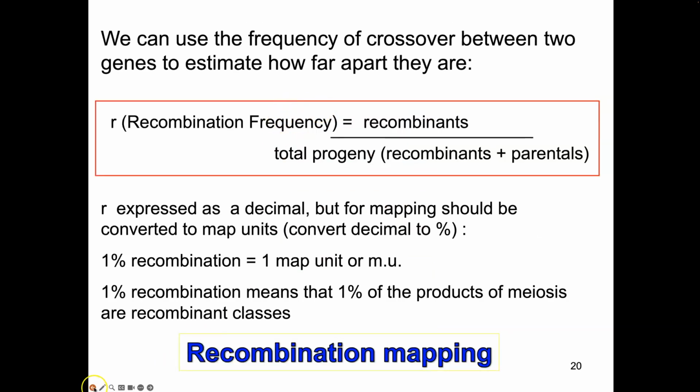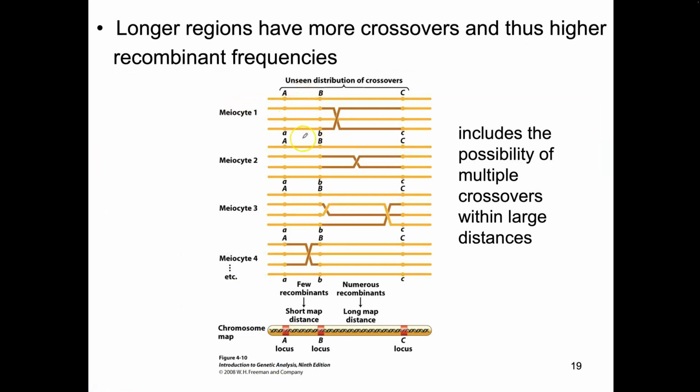So what we can do is use how much crossover we can detect when we do crosses as a direct measure of the actual physical distance between two genes on a particular chromosome. Because this just shows that when genes are closer together, there's fewer chances for crossing over to occur between them. But when genes are further apart, you have multiple recombinants. You're going to get a higher frequency of crossing over that gives us non-parental combinations.